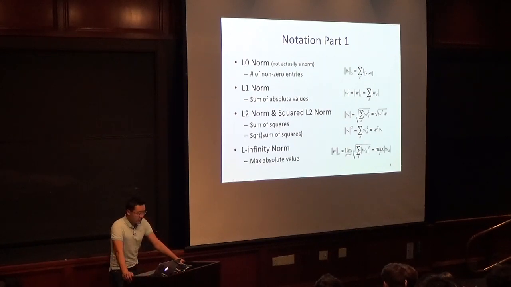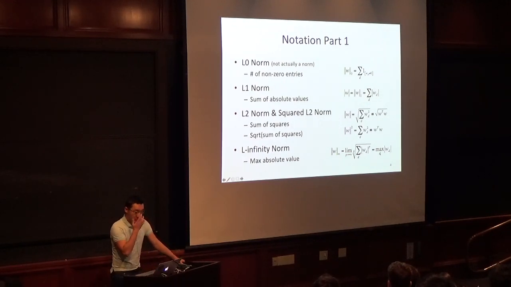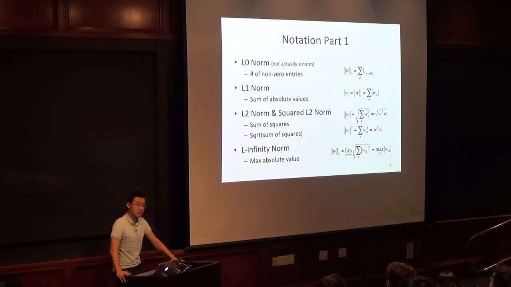And then there's the L infinity norm, which is the max absolute value. So it's the single entry that has the largest absolute value. That's the L infinity norm. So these are some of the most common norms that people use in machine learning. There are others too. You can design L3, L4, L5, and so on and so forth. And again, L0 is not actually a norm. I just put it up here for conceptual reasons.